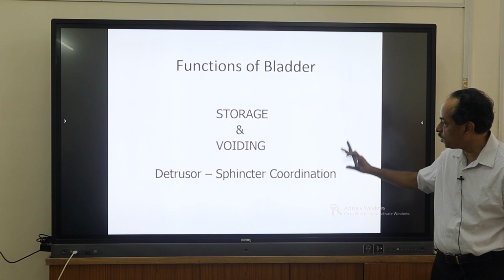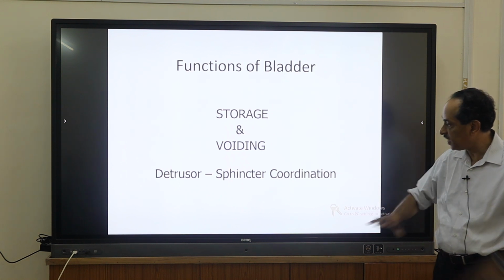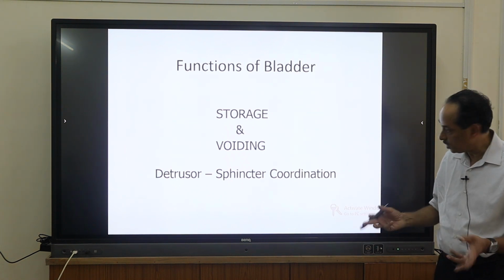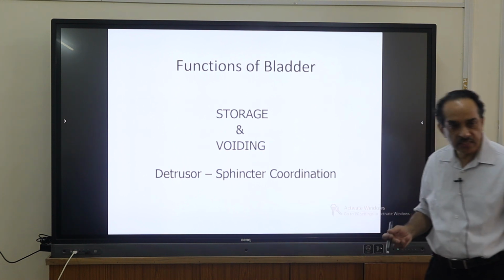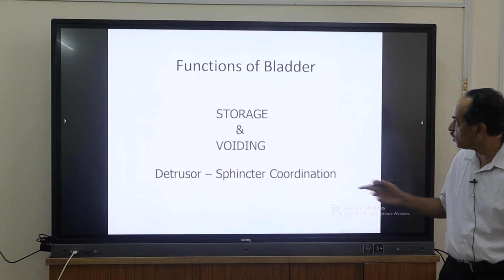So low pressure storage and voiding at will, for which we need the detrusor, which is a smooth muscle controlled structure, and also the sphincter, which is a skeletal muscle controlled structure. We will look into the details. Next one.